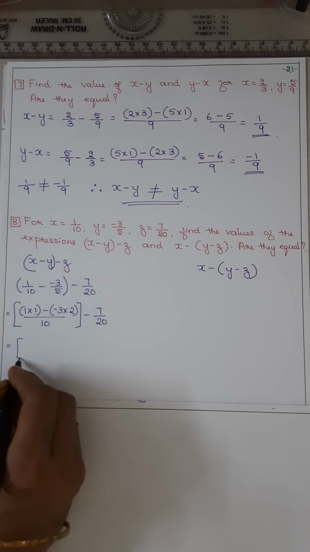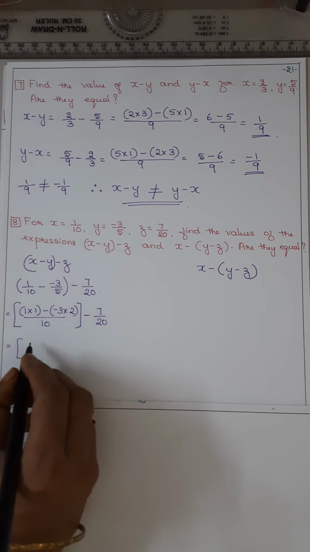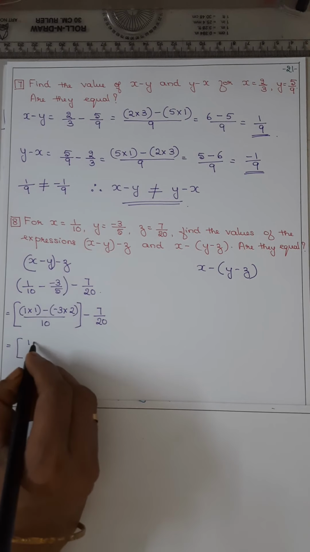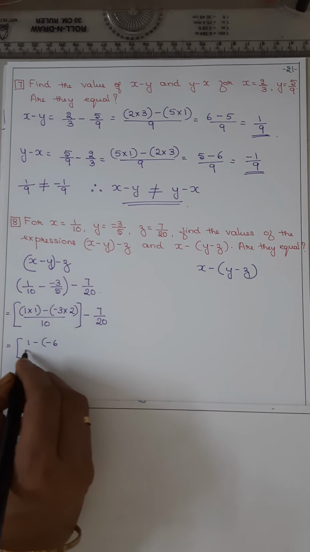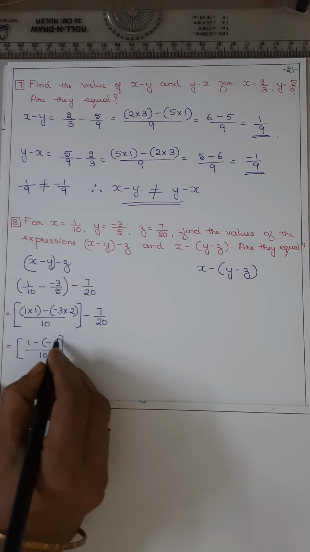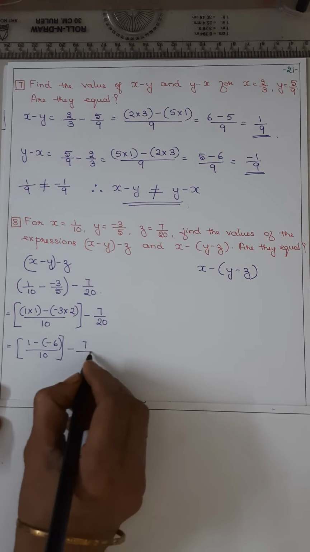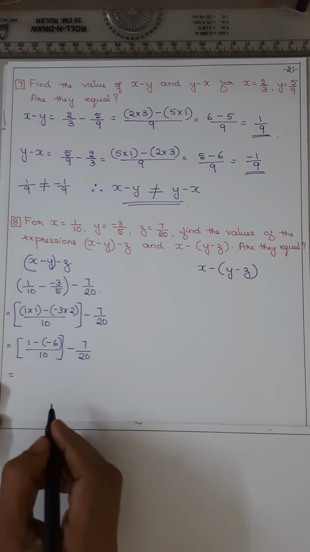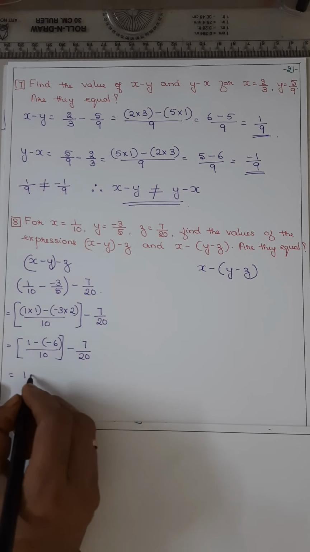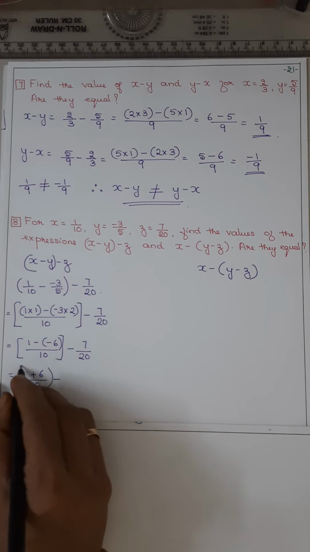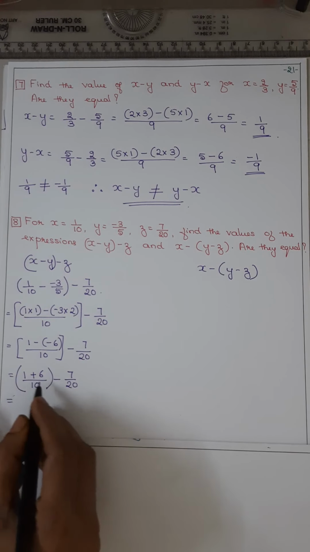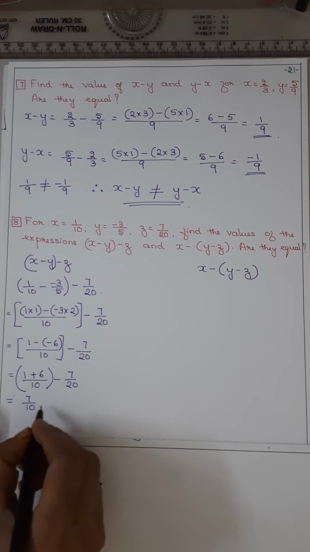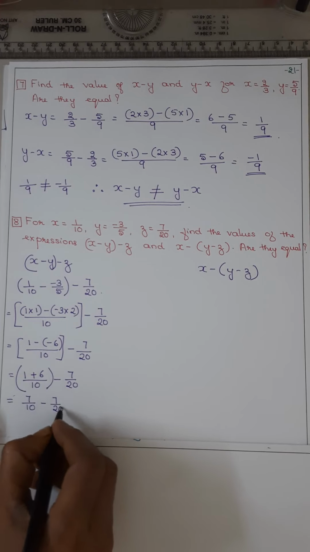Now it is 1 1s are, it is 1, minus plus, minus minus 3 2s are 6 by 10 minus 7 by 20. So this becomes 1 minus minus plus 6 by 10 minus 7 by 20. So it became 1 plus 6 is 7 by 10 minus 7 by 20.